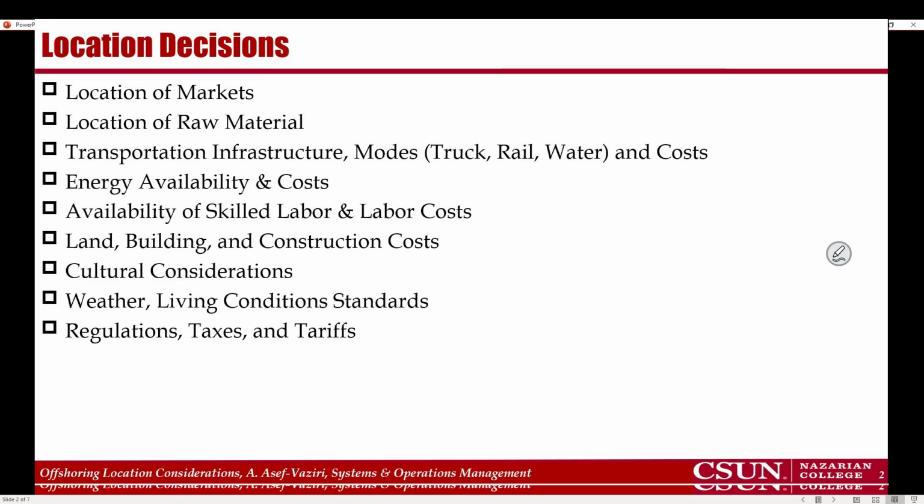For example, location of market, location of raw material or location of inputs, transportation infrastructure, modes of transportation, and intermodal capabilities to switch from truck to rail to water, and their corresponding cost, availability of energy and its costs, availability of skilled labor and its cost, land, building and construction costs, cultural considerations regarding a foreign country or even a different state, weather, living conditions and standards, regulation, taxes, and tariffs. So we define a set of factors which we believe have impact on our decisions.